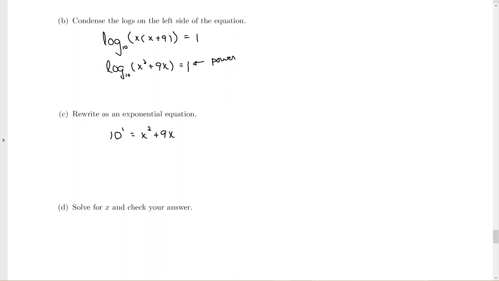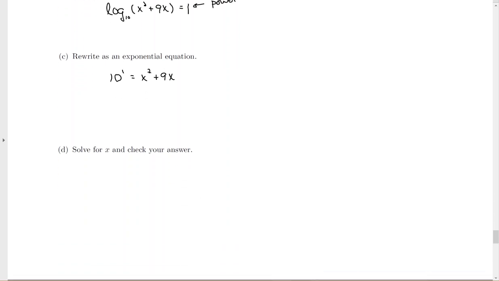To solve for x, and that's our last step here, and then check our answer, it's a degree 2 equation, which means I need to set it equal to 0. I'm going to subtract 10 from both sides of the equation. So I've got 0 equals x squared plus 9x minus 10. And then from here, you need to factor it. You've probably done factoring in another algebra class, and you've got your own ways of factoring. You could also use the quadratic formula if you know how to use that, since this is a quadratic equation.